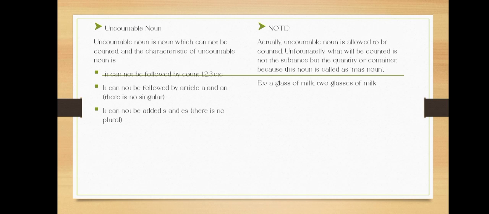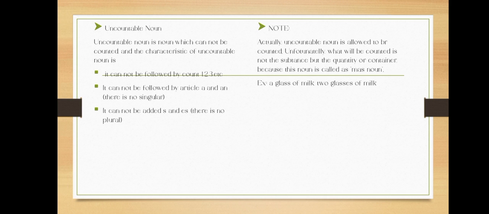Okay, next, uncountable noun. An uncountable noun is a noun which cannot be counted, and the characteristics of an uncountable noun are: it cannot be followed by a count 1, 2, 3, 4, 5, etc. And it cannot be preceded by the article a and an. There is no singular. And last, it cannot be added s and es. There is no plural.